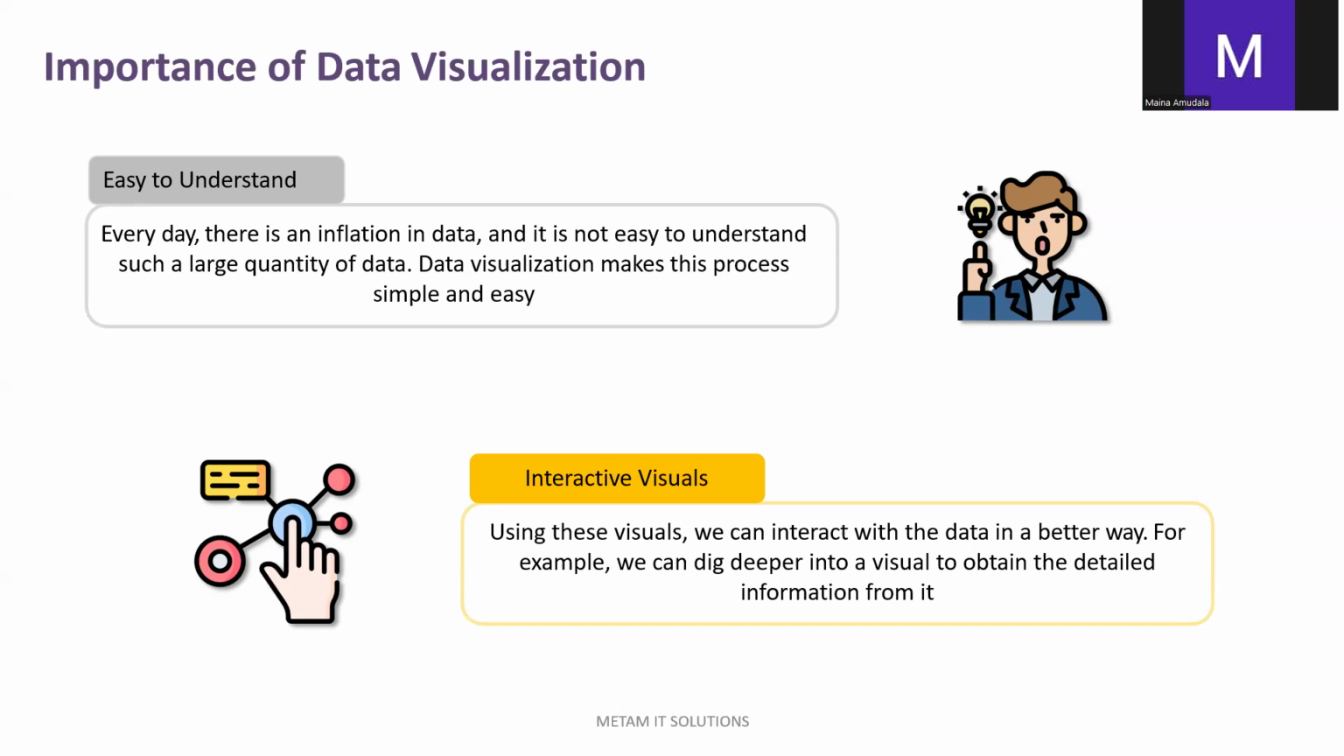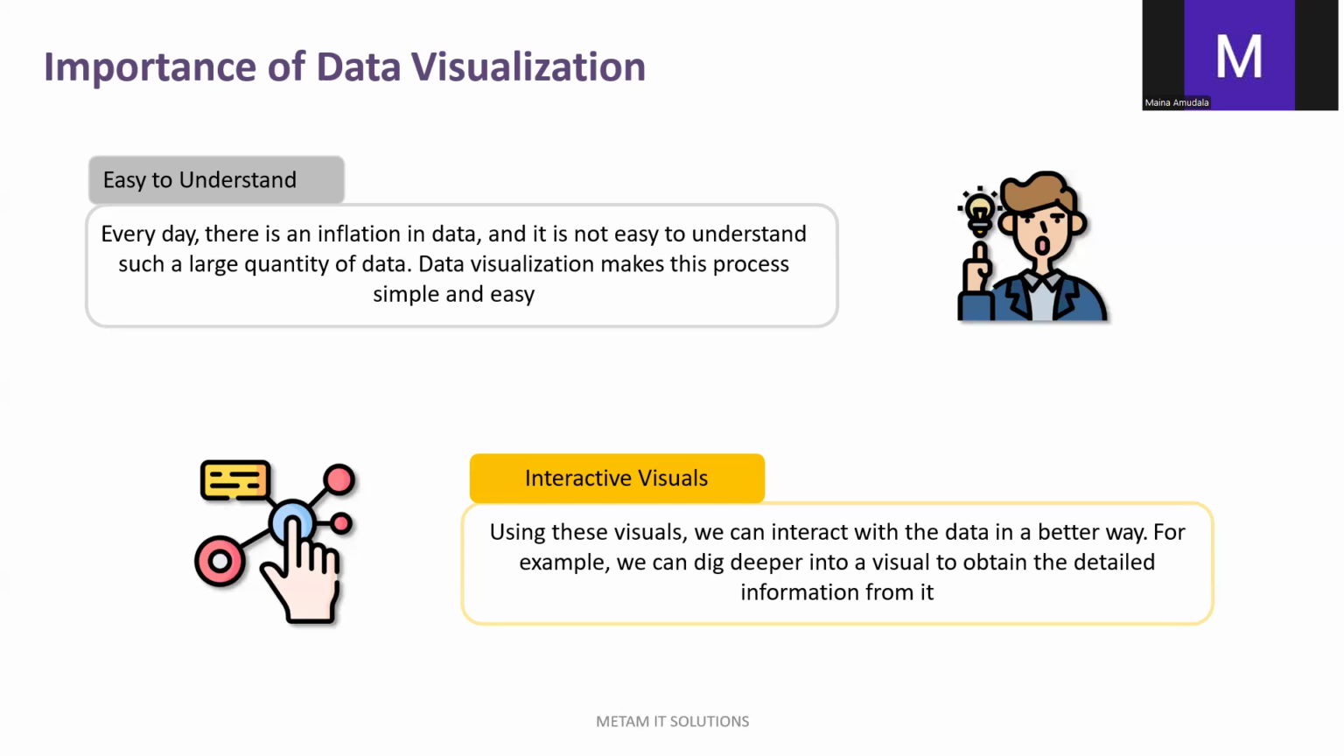So I need to calculate the number of females and the number of males in a company, right? With this large data, it is very tough to calculate the females and the males. In such cases, we can use data visualization, which makes this process simple and easy to understand: how many females are there in a company and how many males are there in a company. That's why we say it is easy to understand.